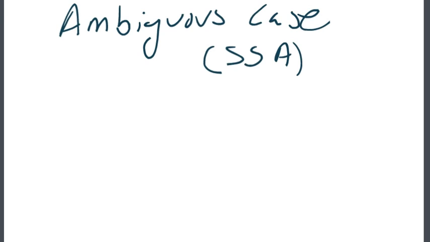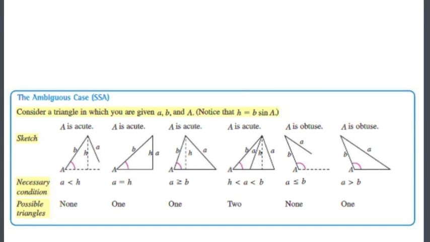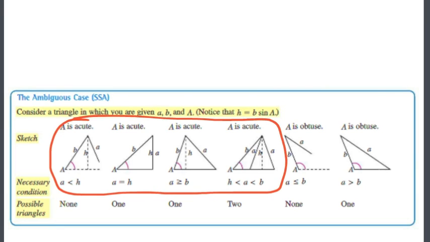So this starts on page 406 in your text, and at the top of page 406 is this figure that describes the different cases for triangles. And it's accurate. It says that for an acute angle A, if you're given side A, side B, and an angle A, that you have four possibilities. These are the possibilities when A is acute, and these are the possibilities when A is obtuse.